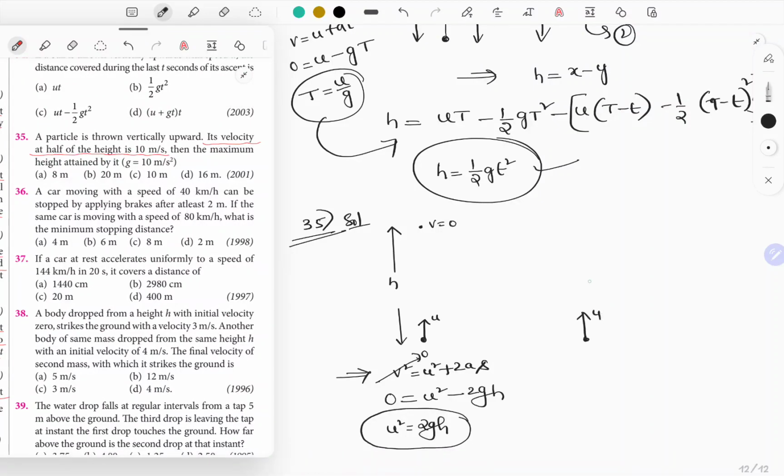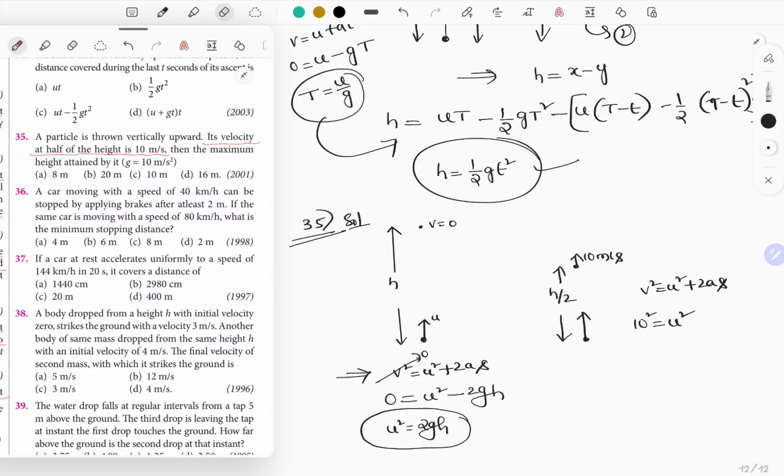Initial velocity is u. At half of the height, the velocity is 10 meter per second. Half of the height is going to be h by 2. Let me try to relate this equation: v square is equal to u square plus 2as again. Here v square is 10 square, and u square is u square itself.